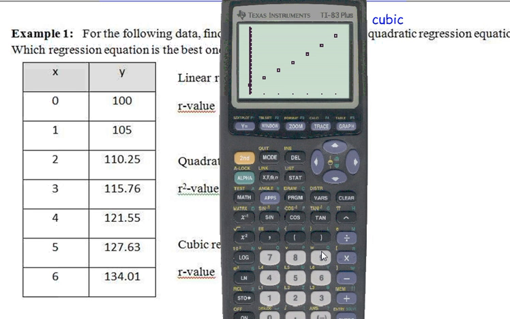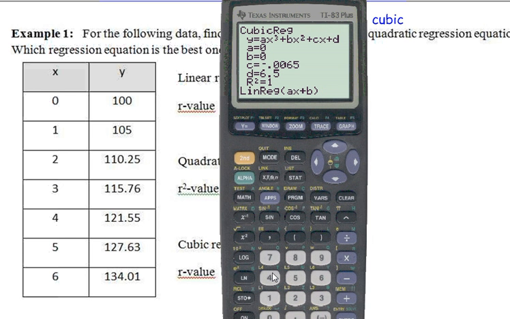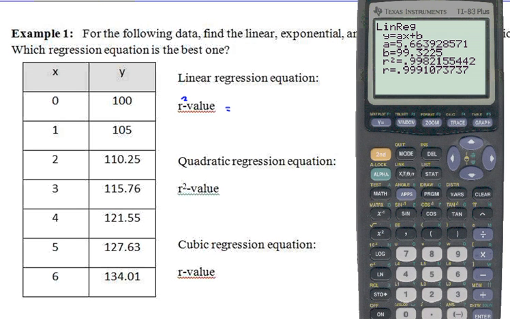So where do we go next to do our regression? Not Zoom. Stat. Calc. Okay, let's start with linear. Number 4. And we don't want to put in y1 yet, so we'll just push enter. We want the R-squared value. Okay, so what's the R-squared value in this case? So 3 decimal places, 0.998.